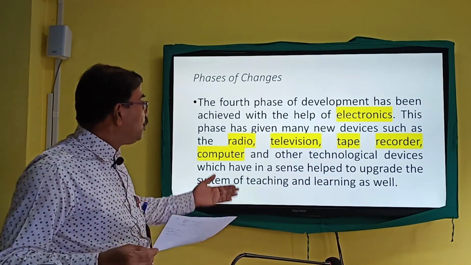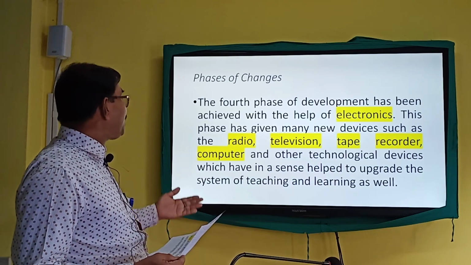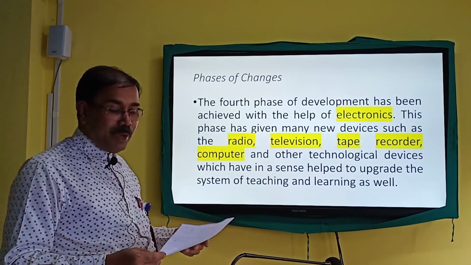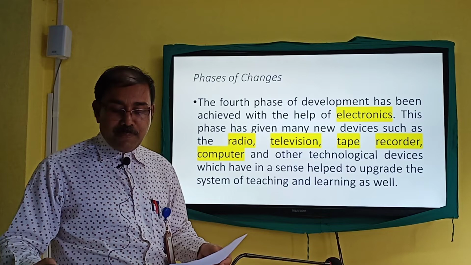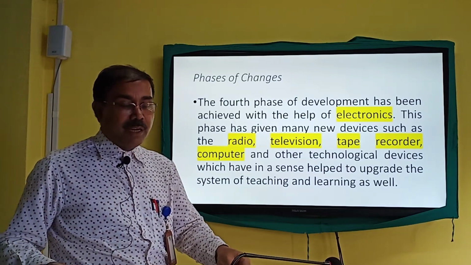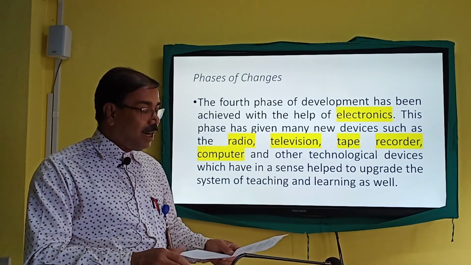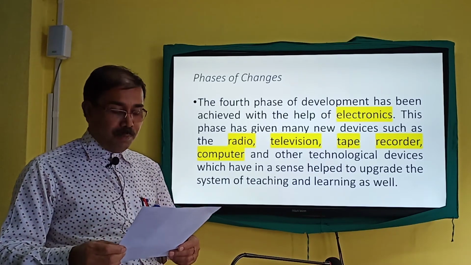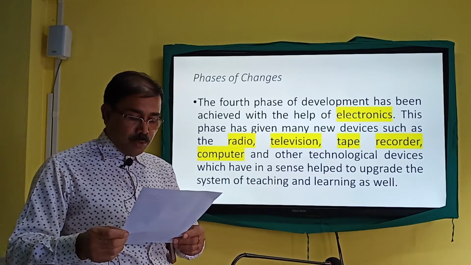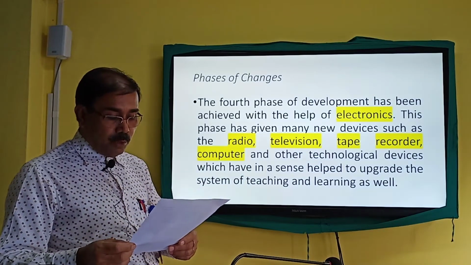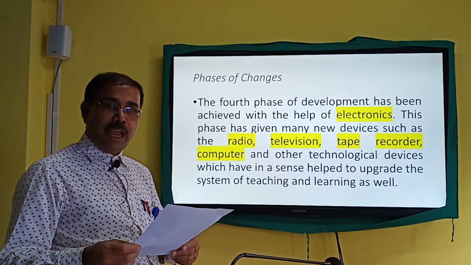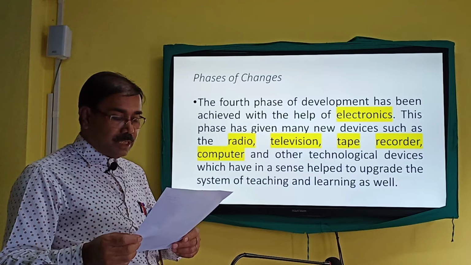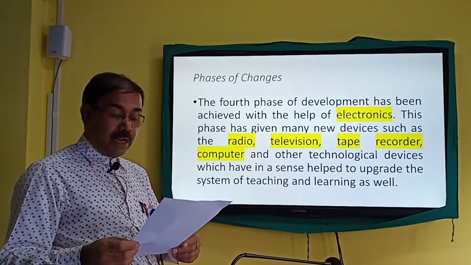So friends, we must know about electronics. Radio is very important, and without having the idea of radio, we can never know how modern changes have taken place. And for knowing about radio, we must know the name of Guglielmo Marconi, who invented radio.